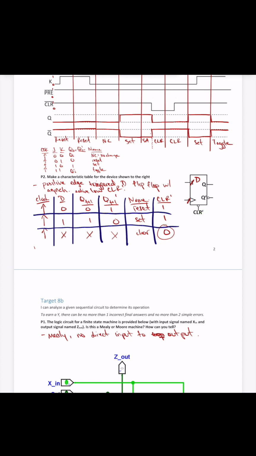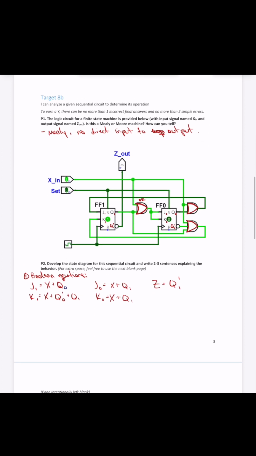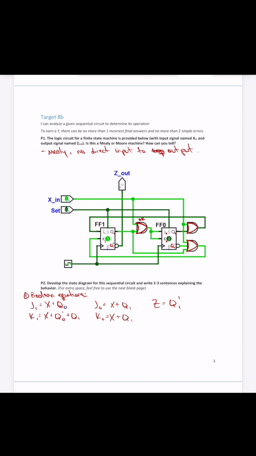And then once clear is 0, at an active low, I just called that the clear state, and it doesn't matter what the current state is or what D is, it will always output a 0. I will correct this right here. It's not a don't care, it is actually okay. And then we'll go to the last problem here.